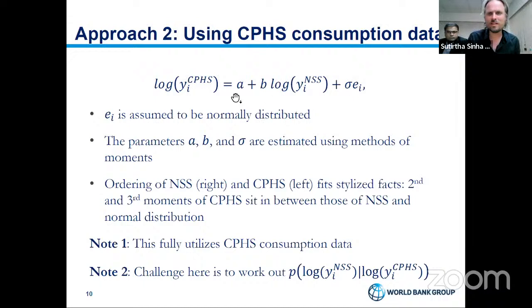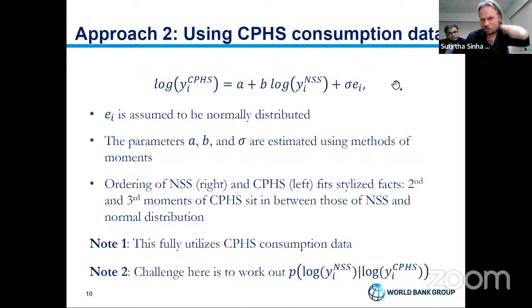In particular, it has a much stronger skewness than the CPHS distribution exhibits. And so we address this by putting CPHS consumption on the left-hand side and modeling it as a combination of a normally distributed error term and the log NSS consumption data that shows more pronounced deviation of normality. Now the challenge we face here is the estimation of the parameters: the intercept A, the regression coefficient B, and the variance of the error term sigma.